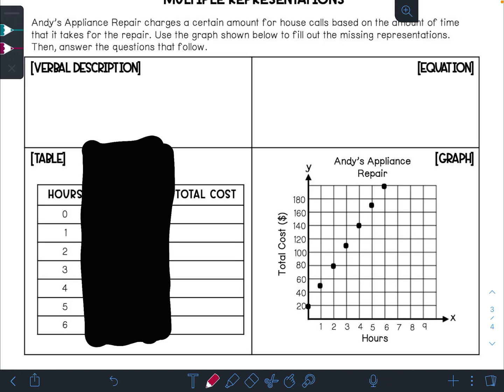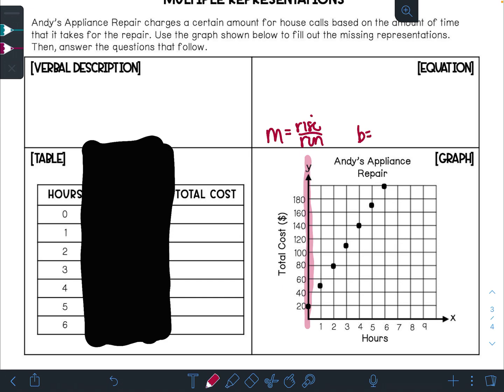So in this situation, it's a little bit different because they gave us the graph this time and we have to come up with an equation, the verbal description, and make our table. So we would have to do what we always do with finding our y-intercept and our slope. So I'm just going to put that up here. Our m is our rise over run. Our b is our y-intercept, which is always easy to identify.